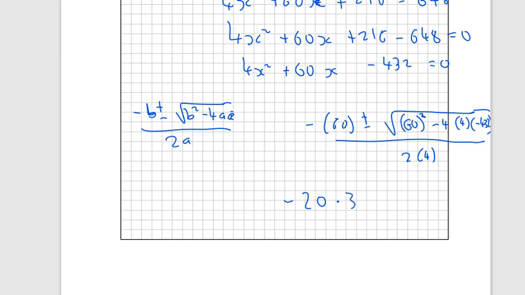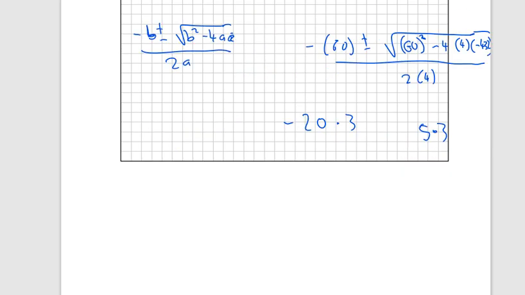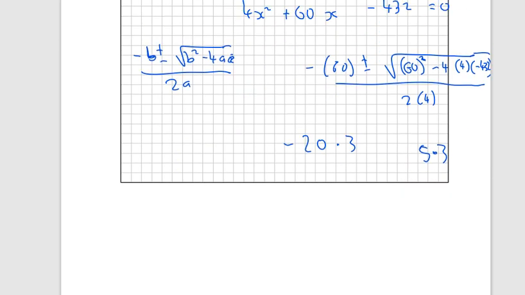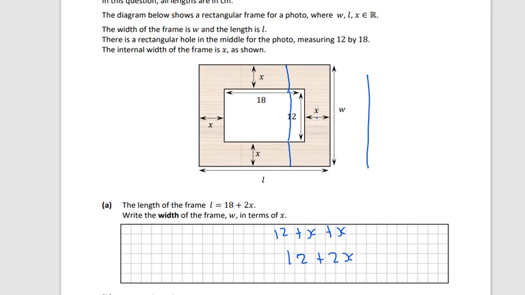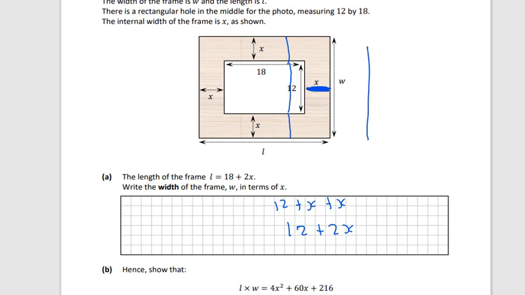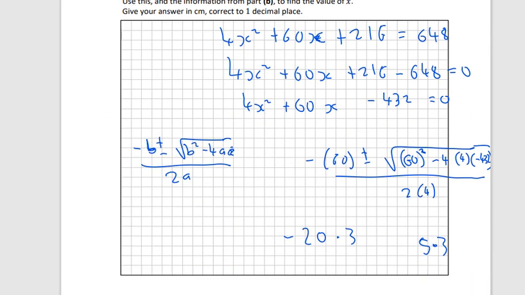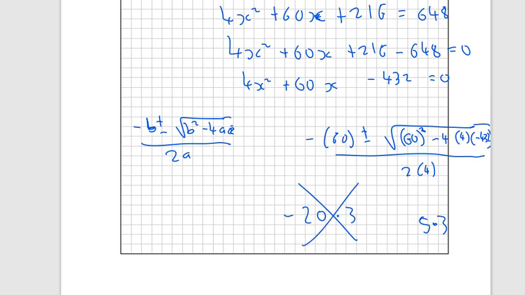And the other one is 5.3. And if you look back at the question, because we're dealing with a length, we're actually figuring out what the length from there to there is. So the x is, they'll want you to discount the minus one because the minus doesn't make sense ever when it's length you're talking about, when it's a distance that you're talking about.